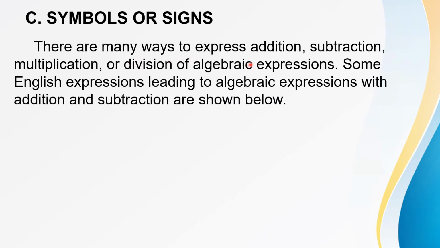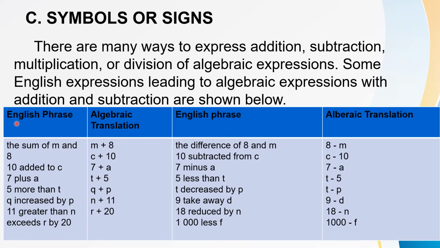There are many ways to express addition, subtraction, multiplication, or division of algebraic expressions. Some English expressions leading to algebraic expressions with addition and subtraction are shown below. Here we have the English phrase and the algebraic translation. For example, the sum of m and 8. In algebraic translation, it is m plus 8.